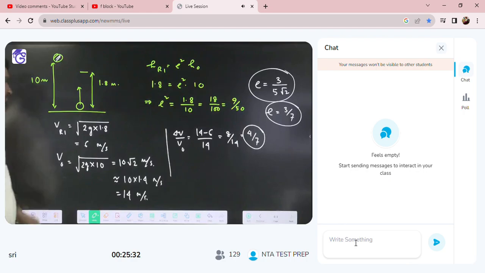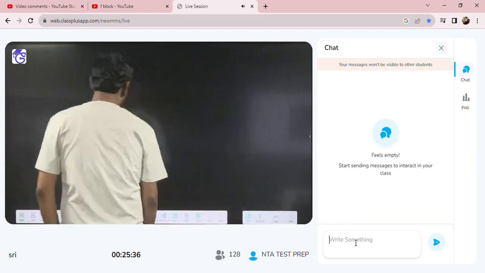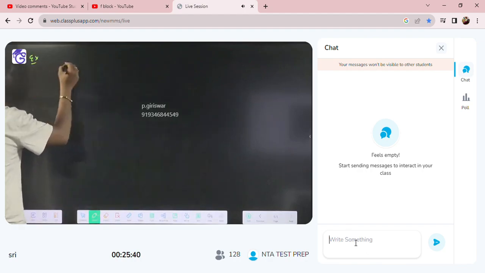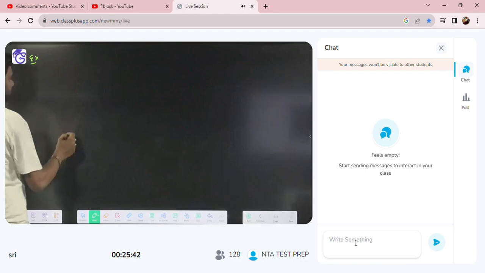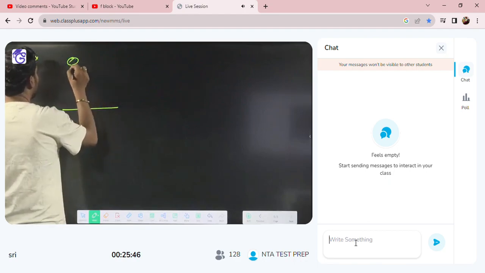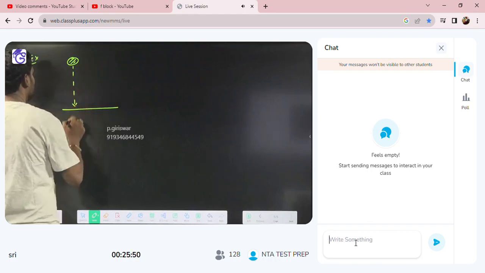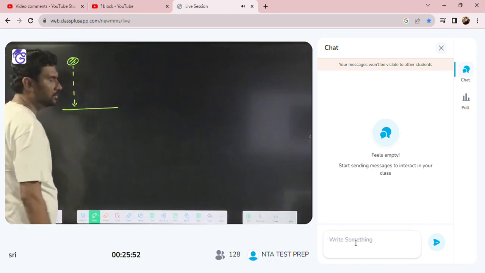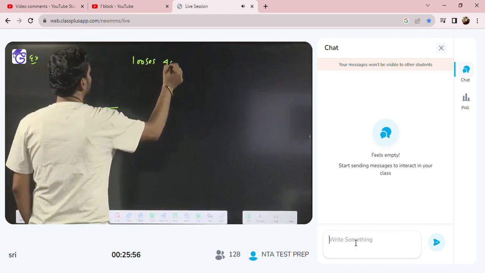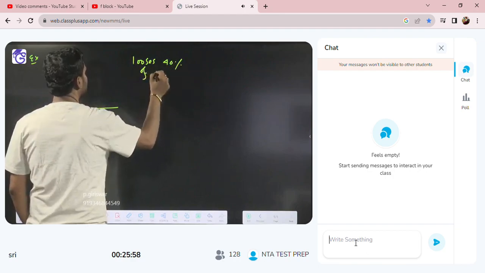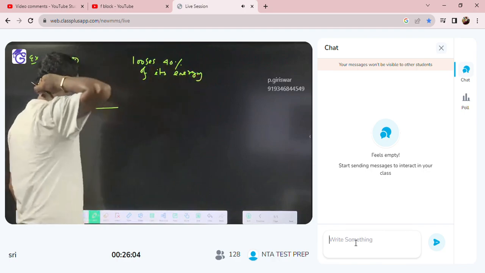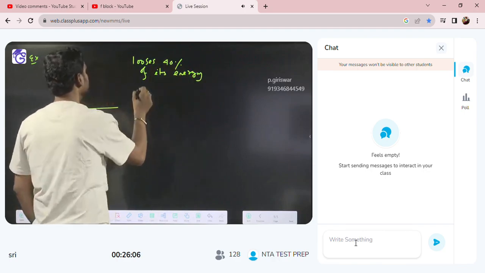Right? Let us solve one more question. Some question I'm giving: a ball is coming to hit the ground and it is given that it loses 40% of its energy. It loses 40% of its energy during collision.